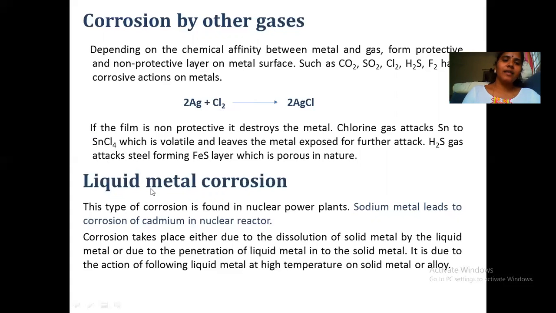The other type is liquid metal corrosion. This type of corrosion is found in nuclear power plants. Generally, sodium metal is used in the reactor, which leads to the corrosion of cadmium, which is used in the nuclear reactor. This liquid metal can lead to the dissolution of the solid metal, and it penetrates into the solid metal and converts it into its stable metallic state or metal ion state, which is nothing but corrosion.